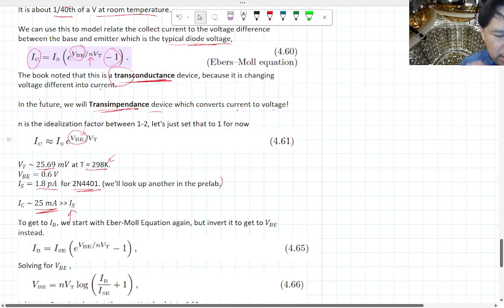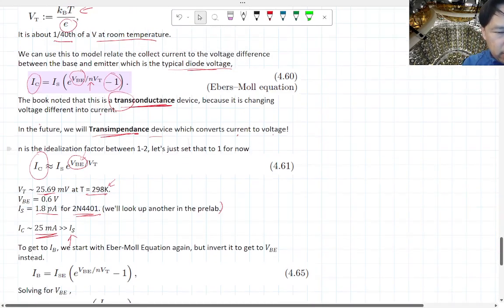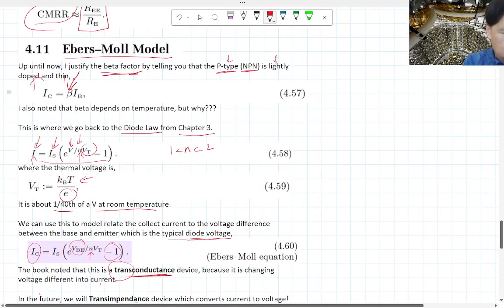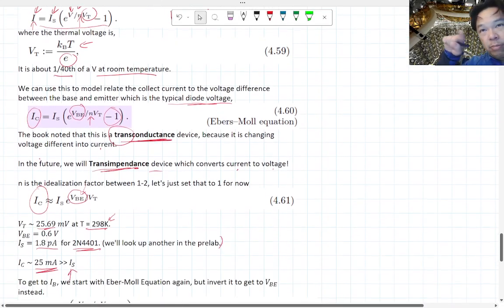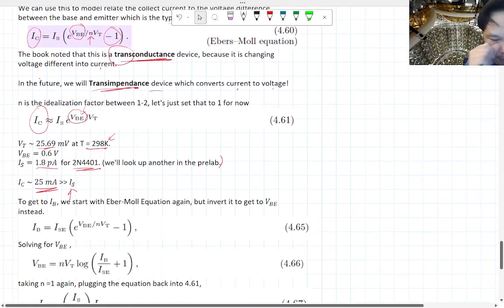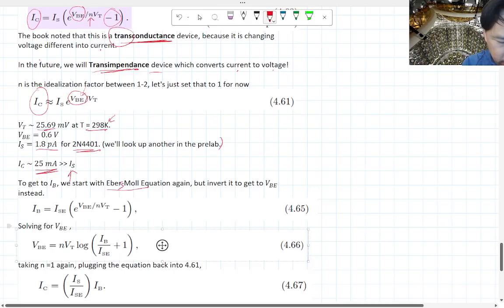All right, so that gives us the collector current, because the main point is that we want to figure out how the collector current depends on temperature. But now we need to get to the base current, which is the current between the base and the emitter. To get to the base current, we do the Ebers-Moll equation again, but instead of solving for IB, we're going to invert this equation so that we can get to the voltage between the base and the emitter.